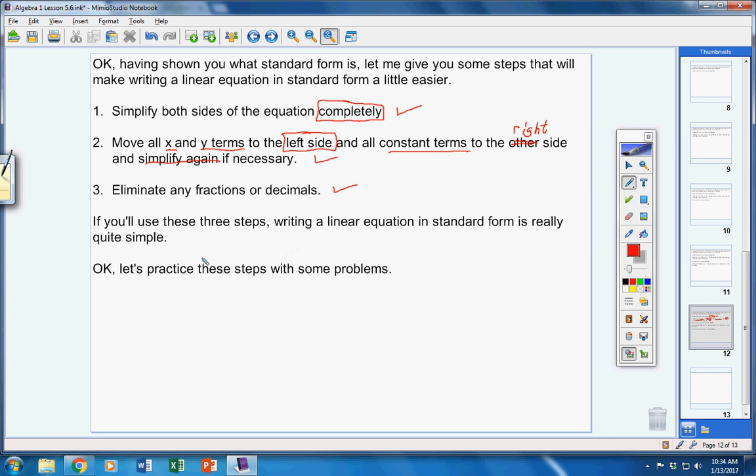Okay? If you'll use these 3 steps, writing a linear equation in standard form is really quite simple. I mean, I know I said earlier it can be challenging, but if you'll follow these steps, it'll be quite simple. Okay? So let's practice these steps with some problems. I'm going to move on, so if you're not done copying this down, please pause the video.